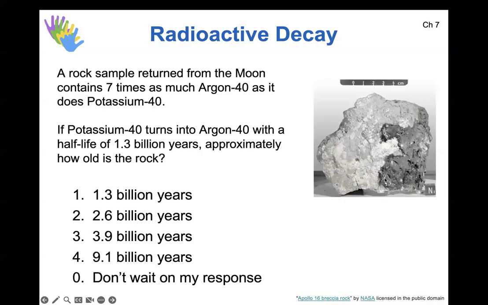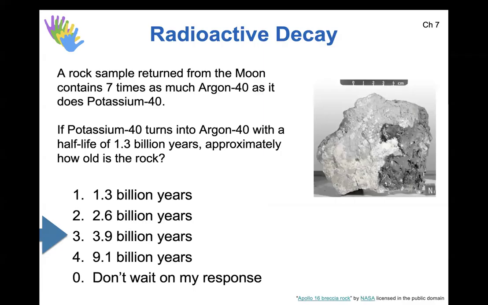All right, Lisbeth says 4. Caleb agrees, for 9.1 billion. Maxwell's also agreeing. Number 4 is the option. Rommel as well. All right. Are you all right? Did you all get it?